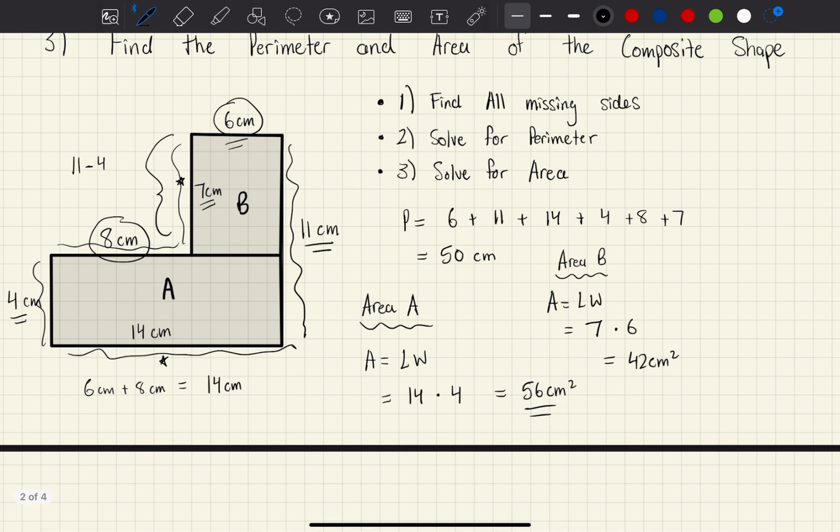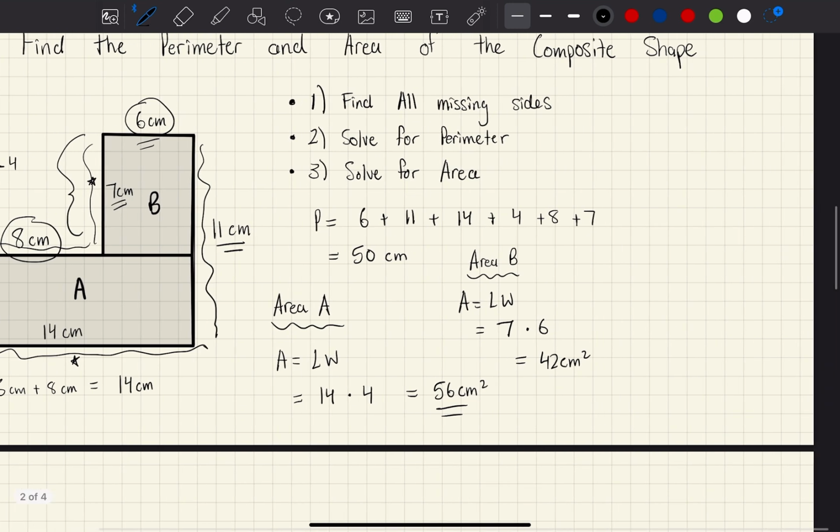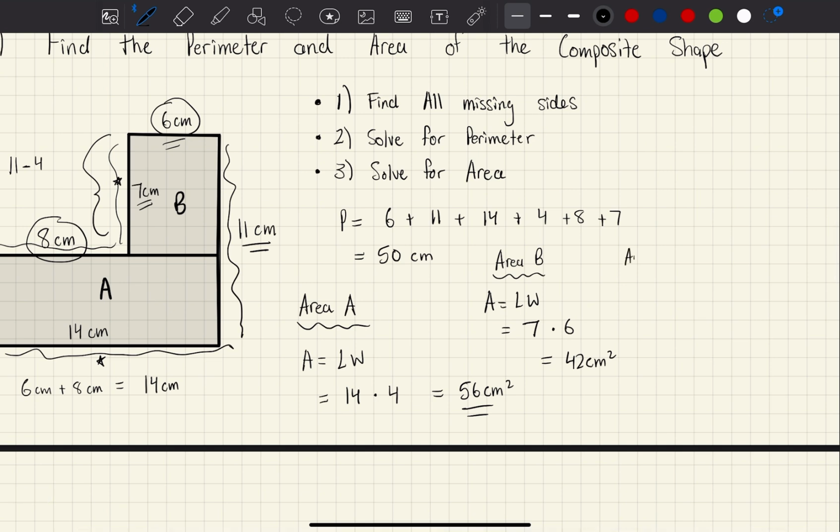Okay, now it's asking for the area of the full shape. So we found A and B. What we're going to do now is just add those two. So area of A plus B would be our area for the shape. We can just add those two areas. We know area of A is 56 centimeters squared, and we're going to add that to 42 centimeters squared, which would leave us with 98 centimeters squared. Okay, and that's our final answer for the area of the full shape.